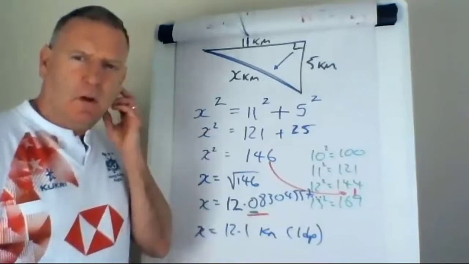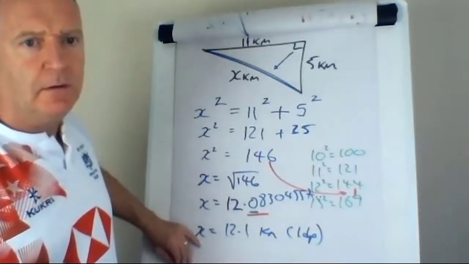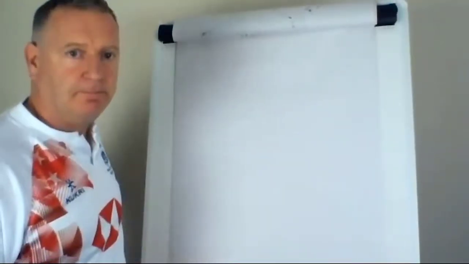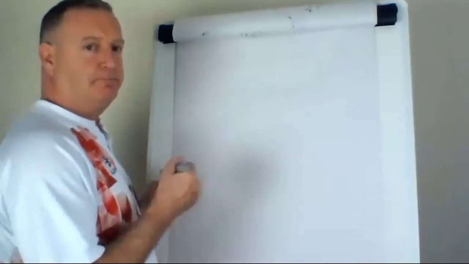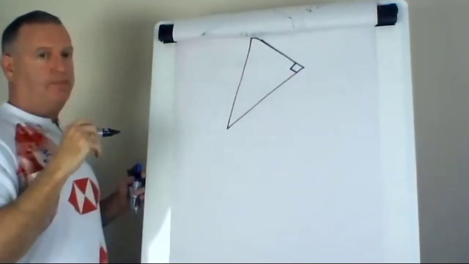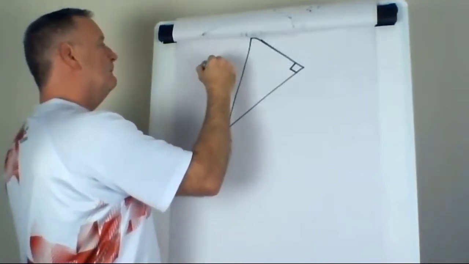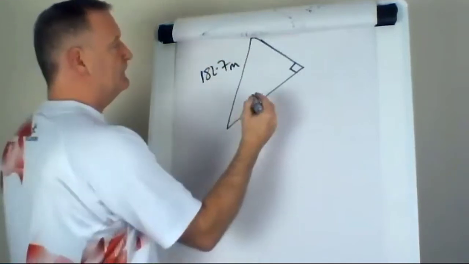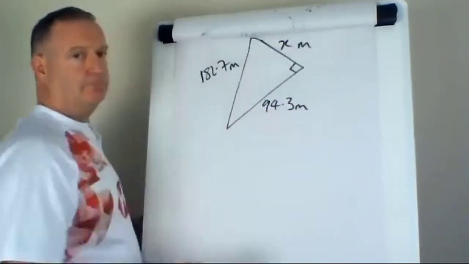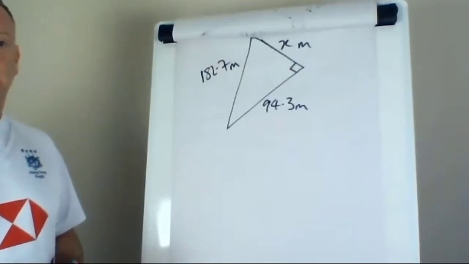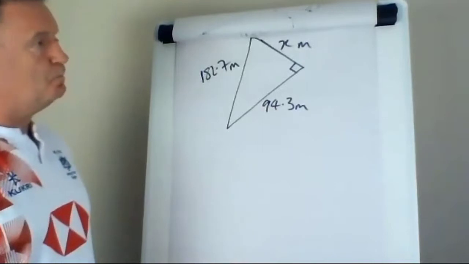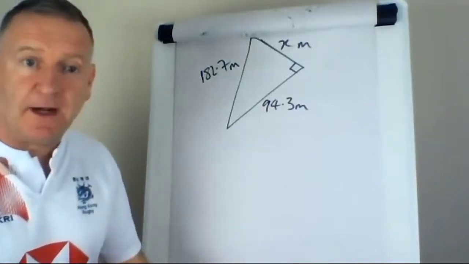Okay? What's Pythagoras? The square of the hypotenuse is equal to the sum of the squares on the shorter sides. Awesome. Ready? One more. The square. You ready? Yeah, 133. Yeah.